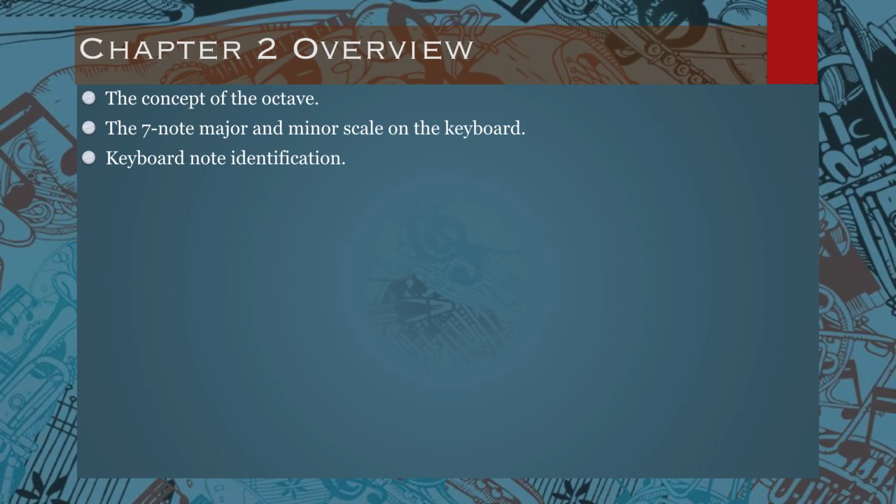By the end of this chapter, you should understand the concept of the octave. You should know the 7-note major and minor scale on the keyboard, and you should be able to identify the notes on the keyboard. We're not going to be identifying all of the notes, but you should know how to identify the white keys of the piano.